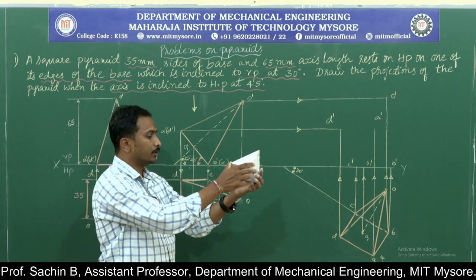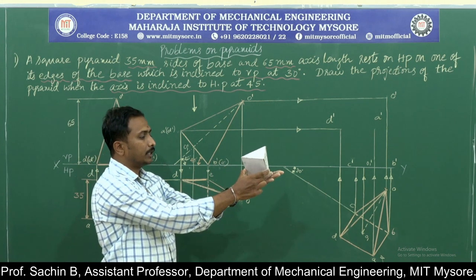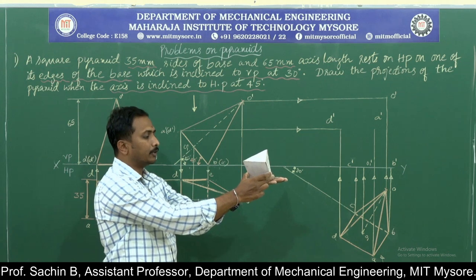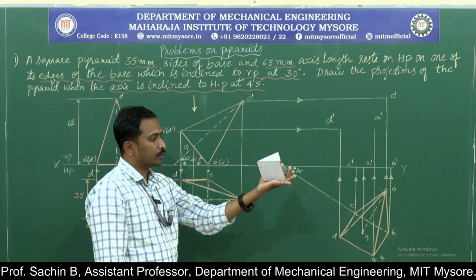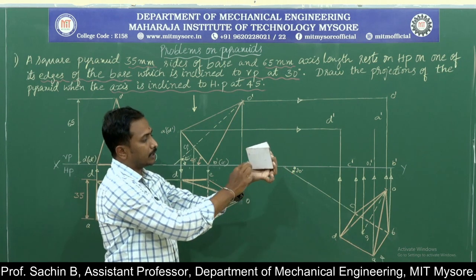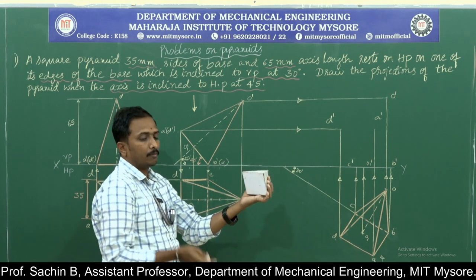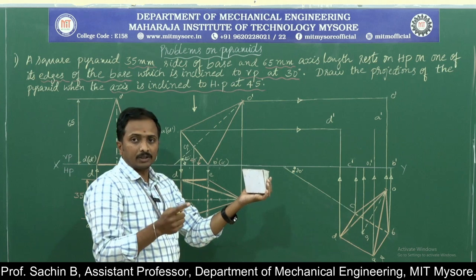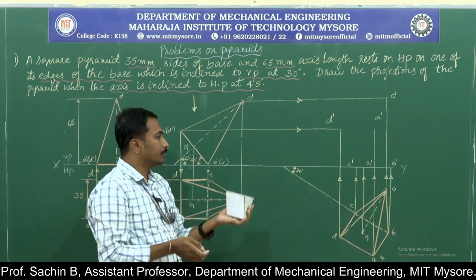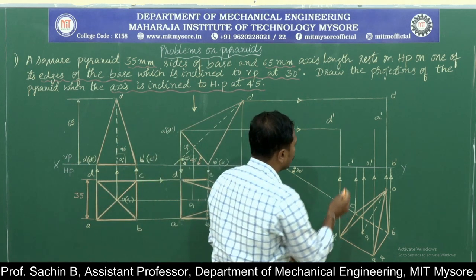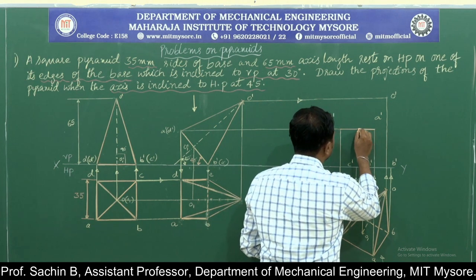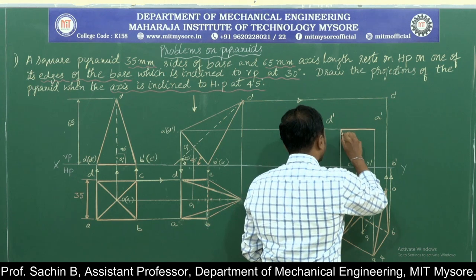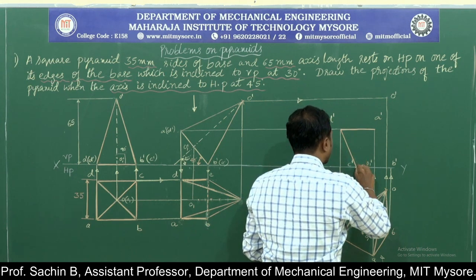Now, this is the base edge which is inclined to VP at 30 degree. Now, if I ask you to project the front view of the object, this base edge is clearly visible for us based on the first condition. The faces and edges near to the observer are clearly visible. Now, I'll go for connecting all the base edges with the dark line.